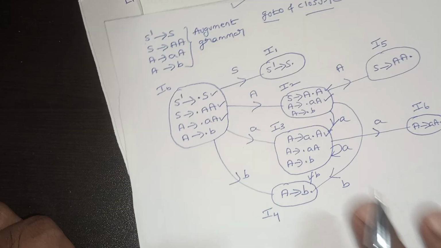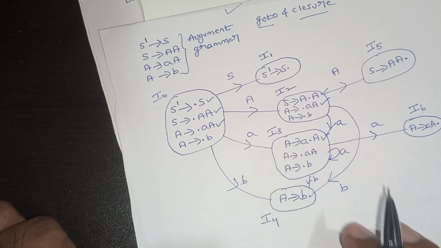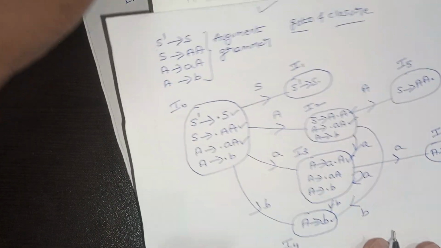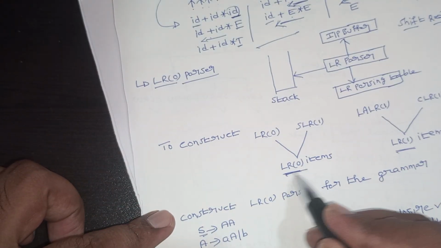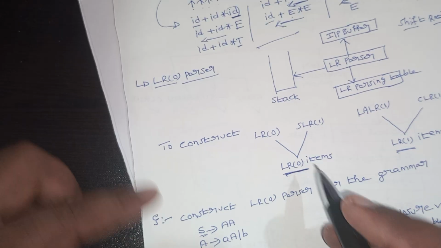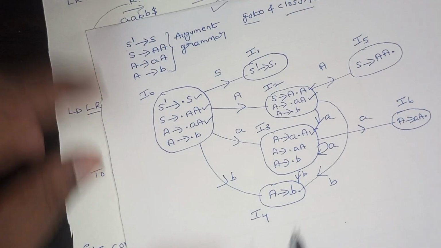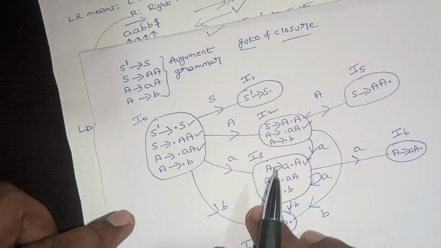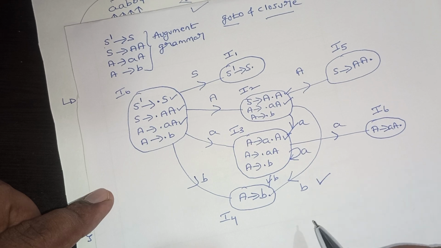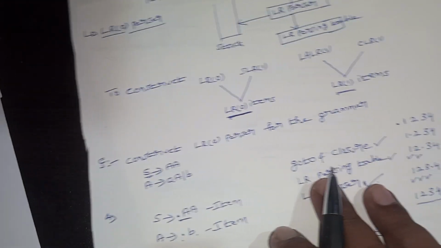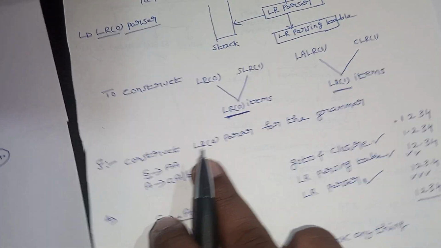So these are called LR(0) items. Okay, so what I told in the first two things. LR(0) items means these are LR(0) items. So in this way, how to build the LR(0) items. Now take a grammar. So construct the LR(0) parser.